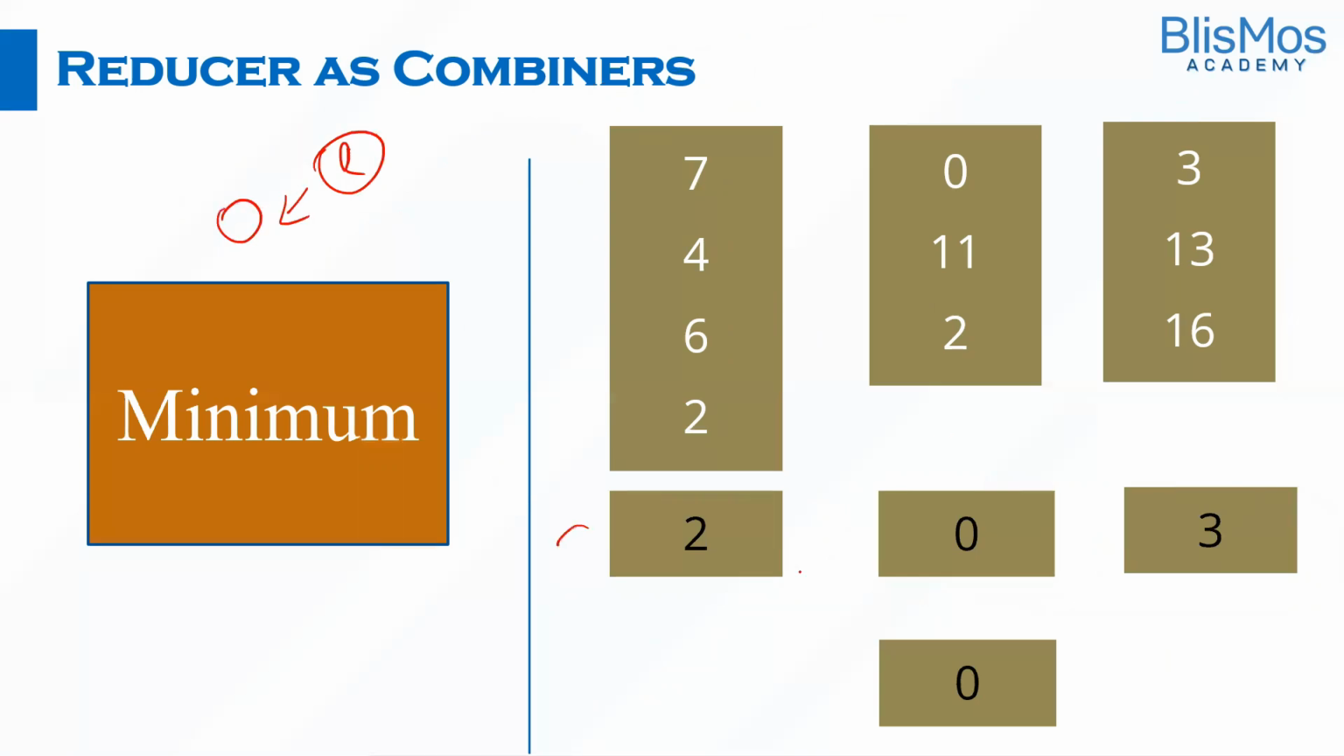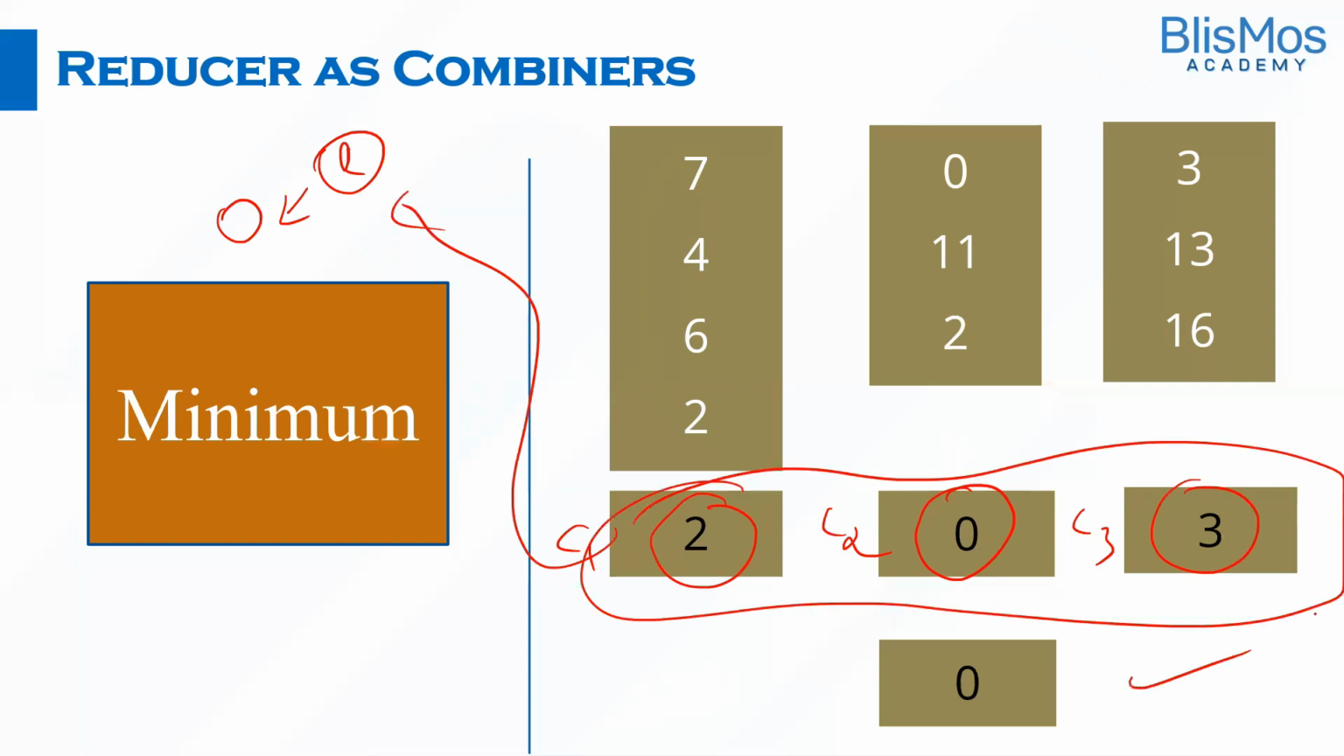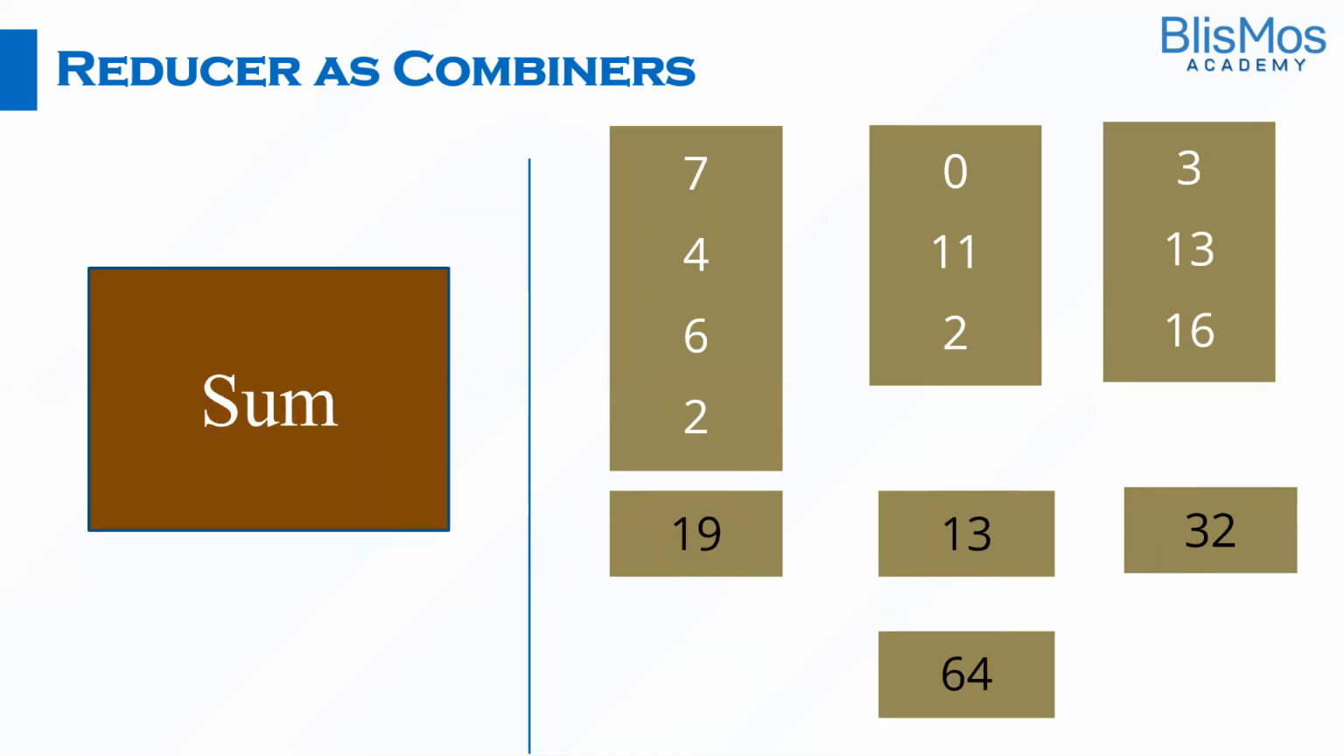And now the combiner is combining the logic and it finds the minimum out of this as 2, out of this as 0, and out of this as 3. Now it will send this to the reducer. The minimum out of all these 3 is 0. There is no change when the reducer is doing its job on its own and when the combiner is introduced using the reducer logic. The same thing happens in sum as well. Simple. You can do this calculation on your own.